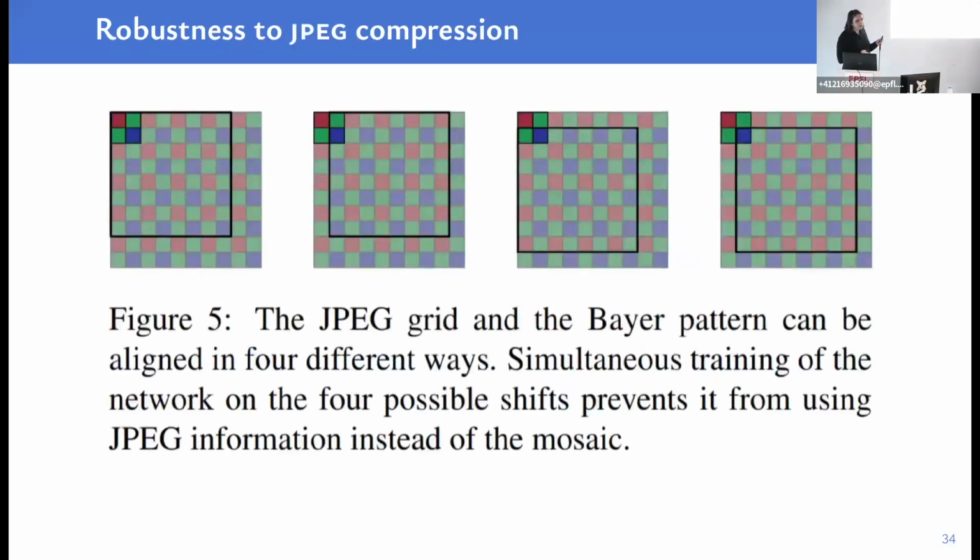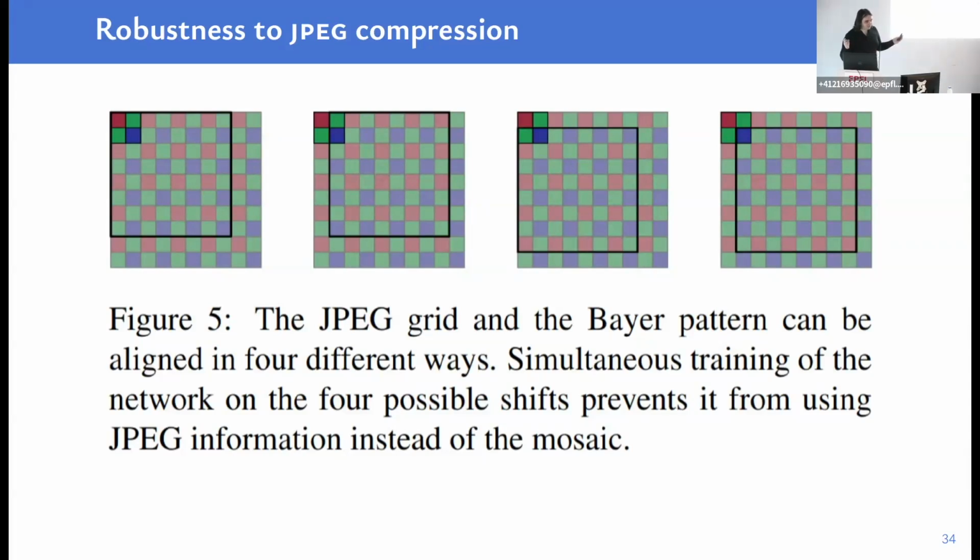Now, another problem we have is JPEG compression. If you compress your images, then the images have traces of demosaicing. They also have traces of JPEG compression. JPEG compression leaves traces in the form of blocking artifacts, 8x8 blocking artifacts. Now we have a big problem because if I want to be robust to JPEG compression, I want to train my network on compressed images.